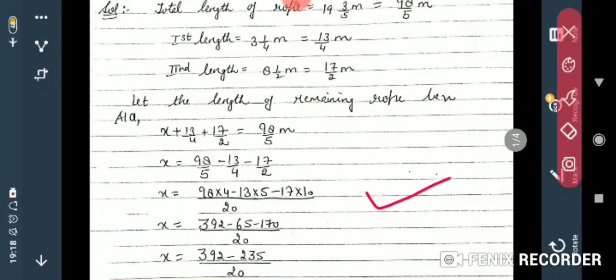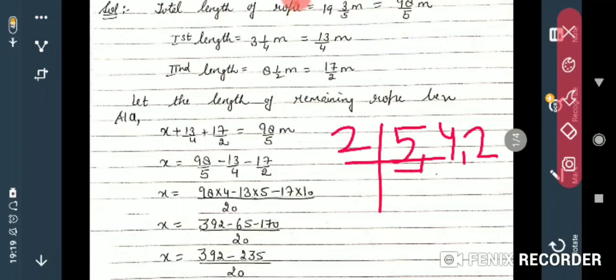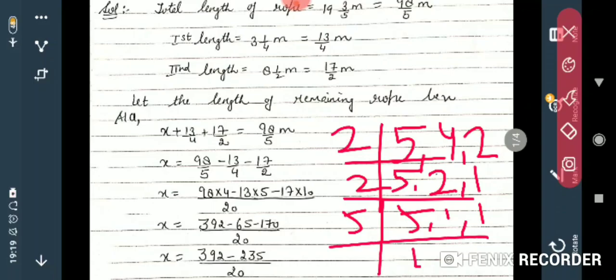Now, the next step: 5, 4, 2. The denominators are different. So, what will you do? You will take the LCM of 5, 4 and 2. So, what will be the LCM of 5, 4 and 2? 20. You can find it, just see, 5, 4 and 2. 2 2s are 4, 2 1s are 2. Again 2 1s are 2. Then 5 1s are 5. So, 2 2s are 4, 4 multiply 5, 20. So, what is the LCM? 20. So, 5 multiply 4, 20.